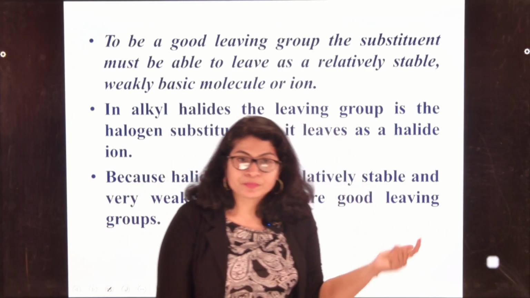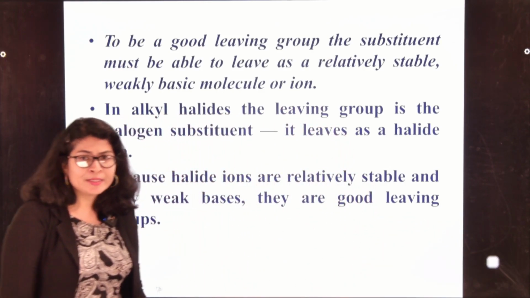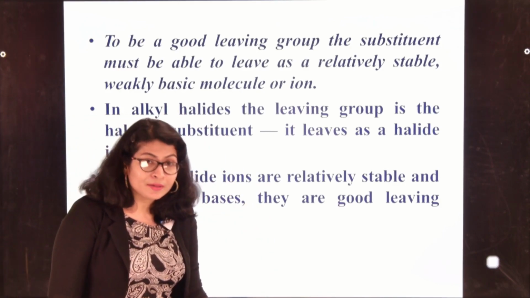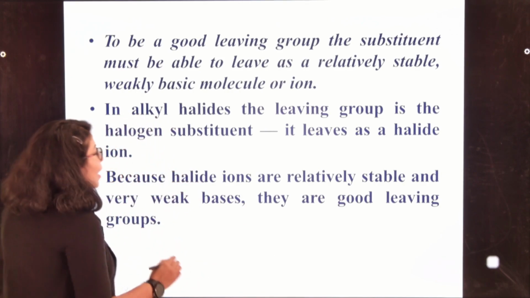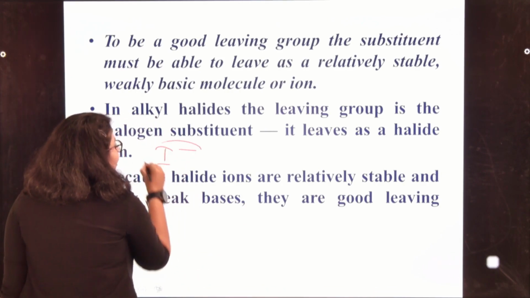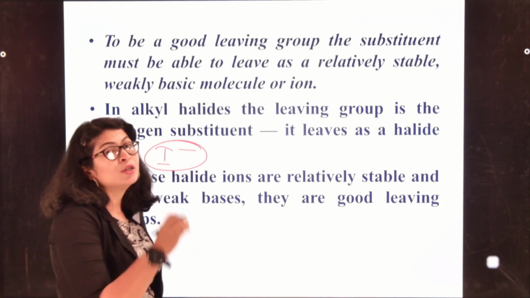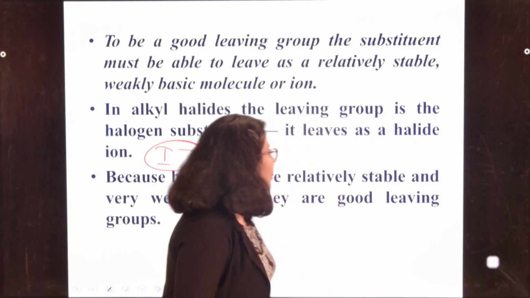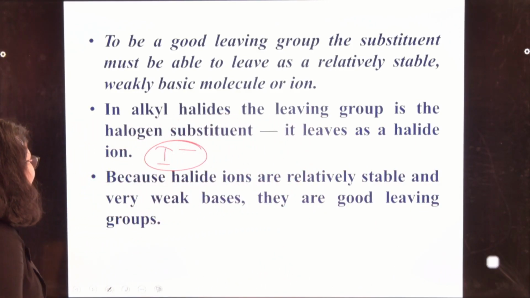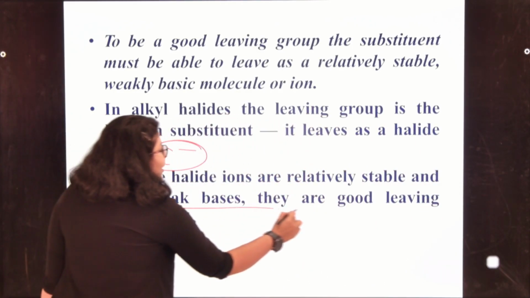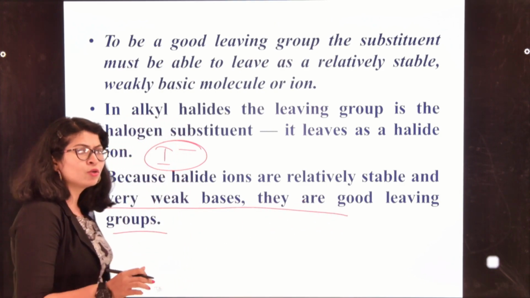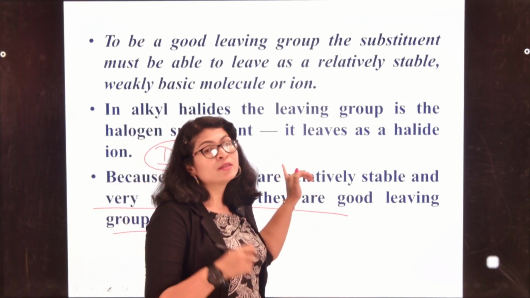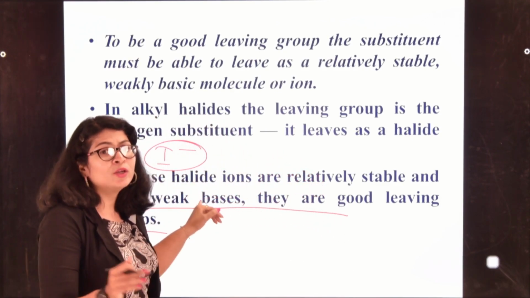So the leaving group must be relatively stable after it has detached itself from the carbon system or the organic system. In case of alkyl halides, the leaving group is the halogen substituent. It leaves as a halide ion. And among halides, iodine is a very good leaving group. Iodide is the strongest leaving group because of its larger size. Because halide ions are relatively stable and very weak bases, they are good leaving groups. In general, halides are good leaving groups, but if I compare halides, iodide is the most stable and the best leaving group.